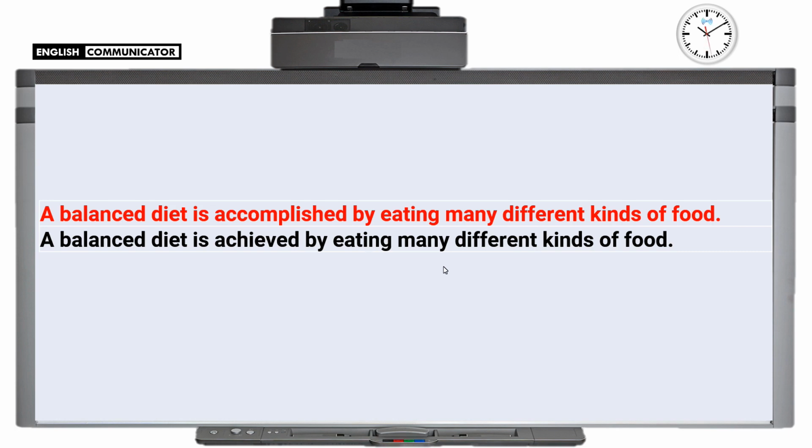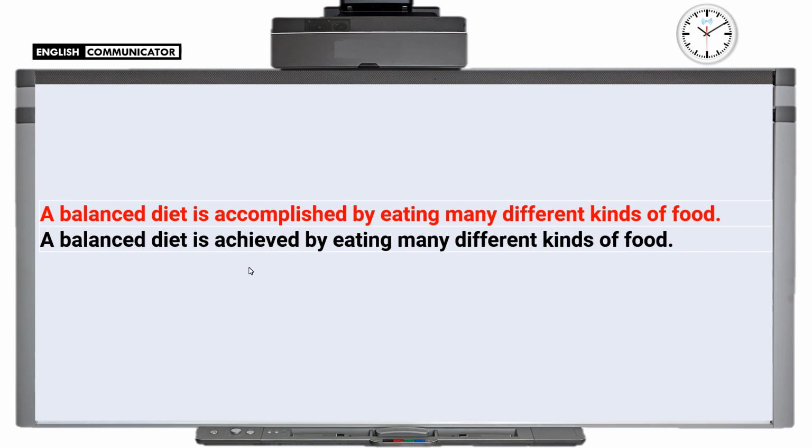What's wrong here? A balanced diet is achieved, not accomplished. Why? What's the difference here? Look, accomplishment and achieving. Accomplish something which is an idea, which is your ambition, which you're thinking you can accomplish. Your future accomplishment. But achieving here is a diet. That's a food. And food you have to achieve, not accomplish the food. You have to achieve the food.